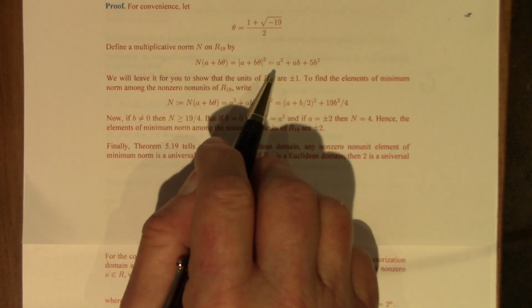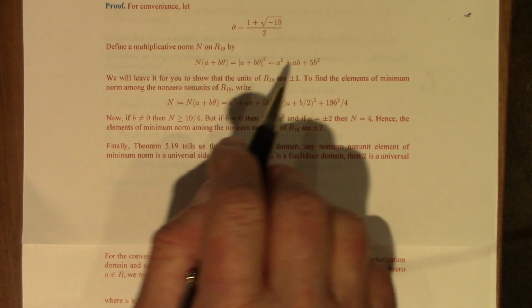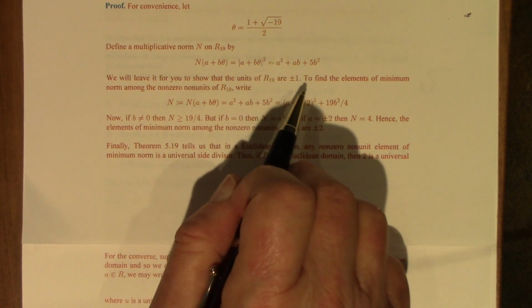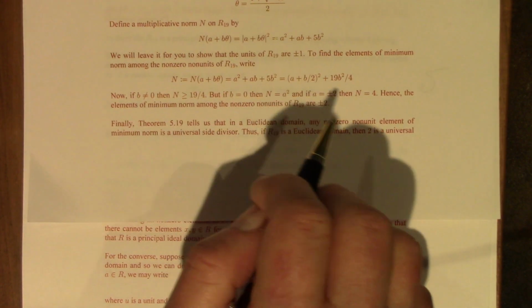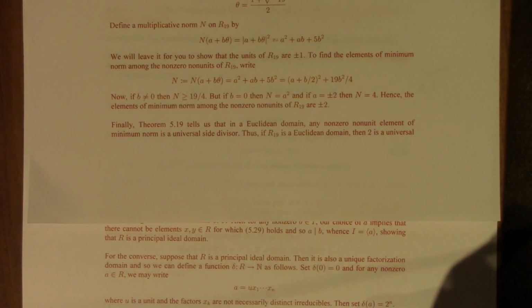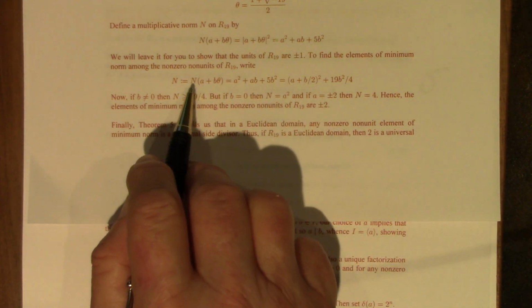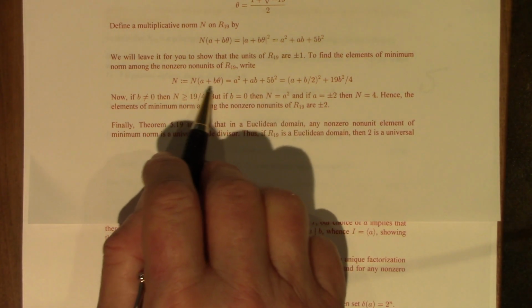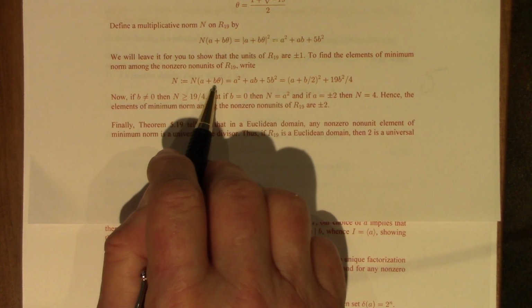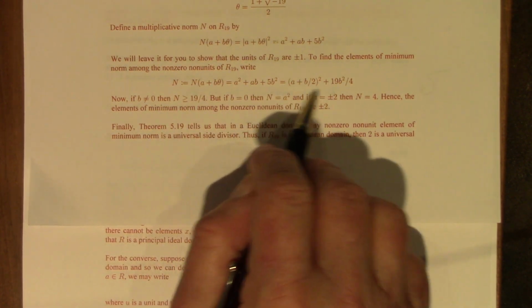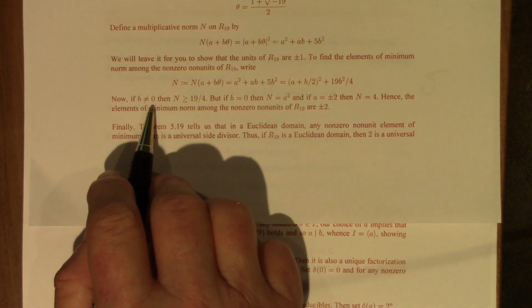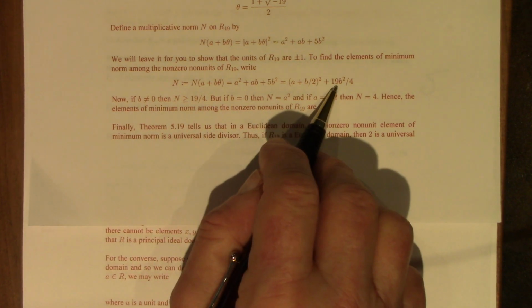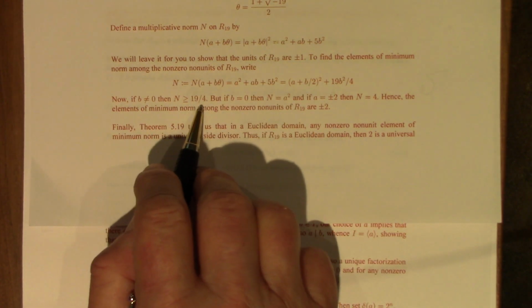And we want to first find the units, which is similar to something we've done in an earlier example, so I'll leave it for you. Those are positive and negative 1. As far as the elements of minimum norm among the non-zero non-units, if this is the norm of a plus b theta, an arbitrary element of R19, it can be written this way. Now, if b is not 0, then this norm is at least 19/4.